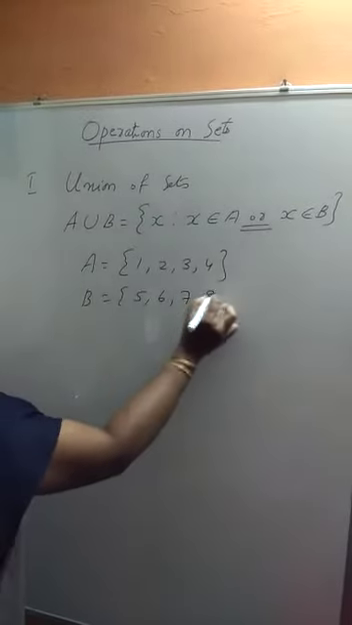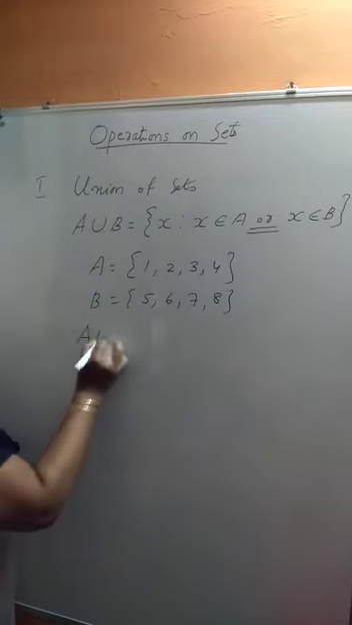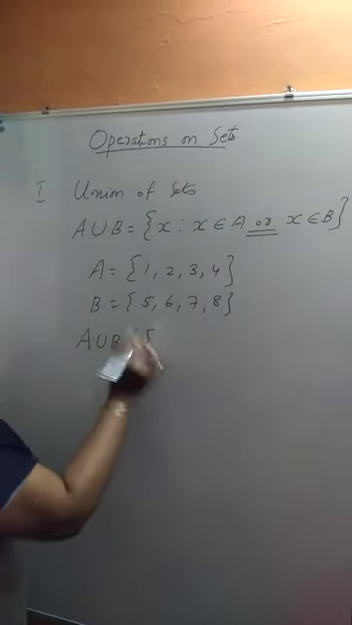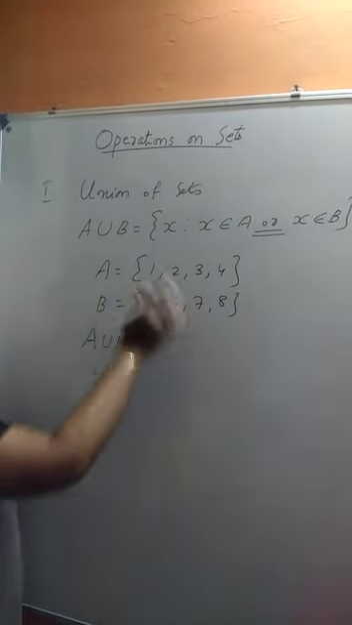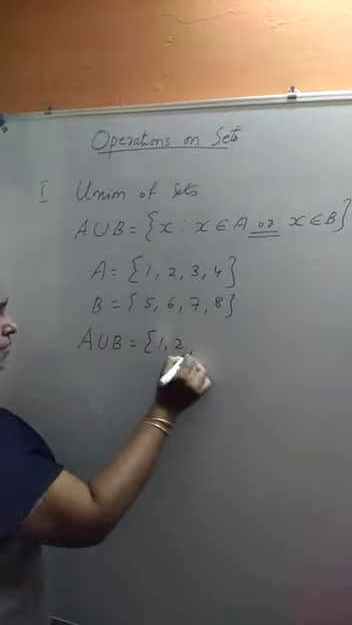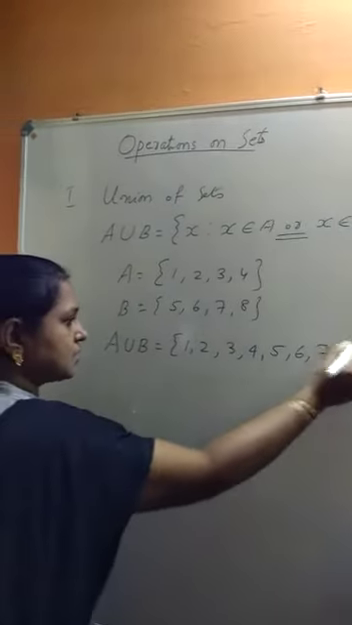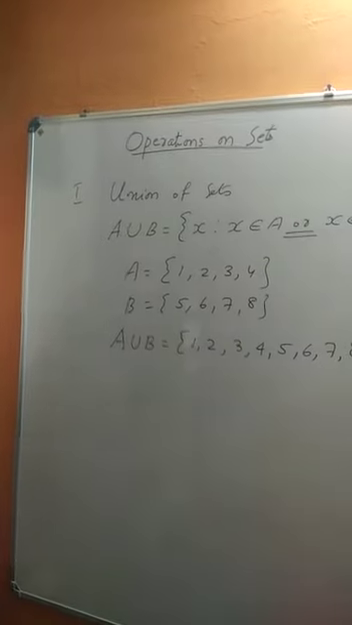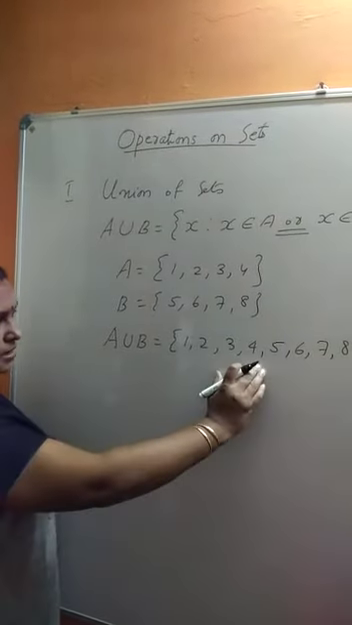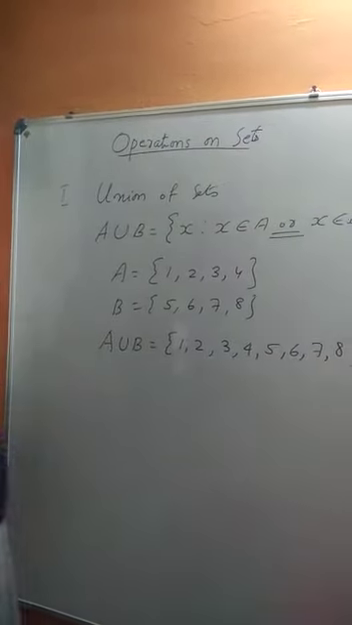For example, if I consider the set A is equal to {1, 2, 3, 4}, B is equal to {5, 6, 7, 8}. So A union B will be, we have to form a new set where we will get the elements either from A or from B. Means by combining both the sets, we have to form a new set where the elements are present either in A or present in B.